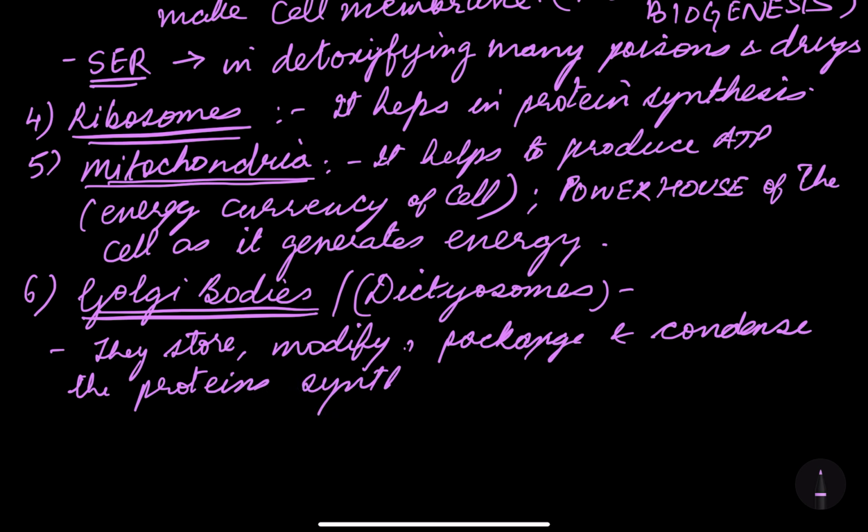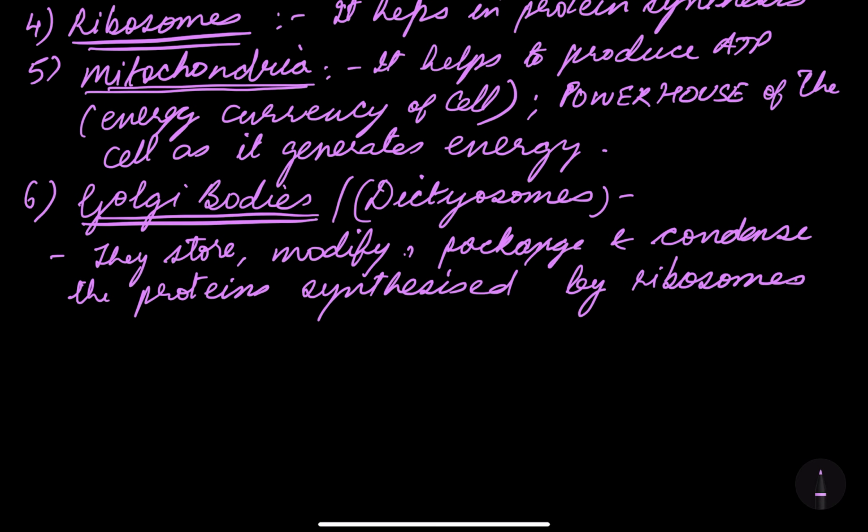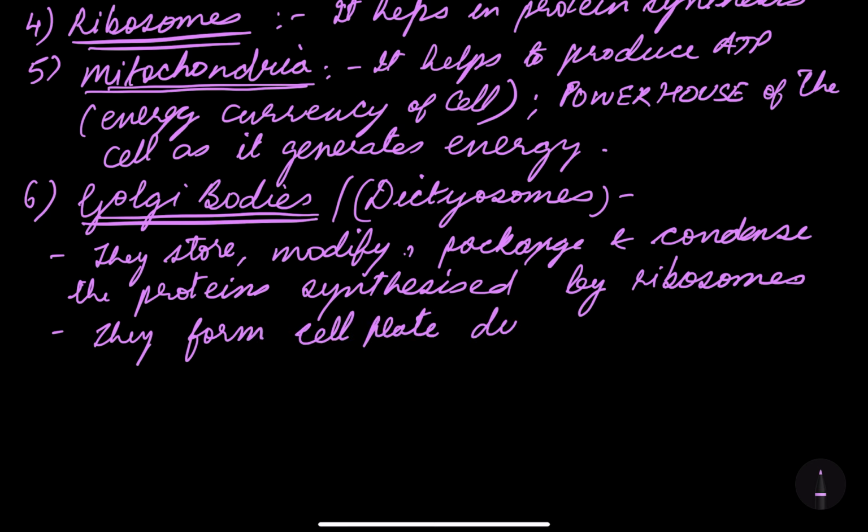Proteins synthesized by ribosomes. So ribosomes, as we discussed above, are the protein factories of the cell. Once the proteins are made, they are now going to be stored, modified, packaged and condensed into various shapes by the Golgi bodies. So this is their primary function. Now they are also like the endoplasmic reticulum. They help to form the cell plate during cell division.